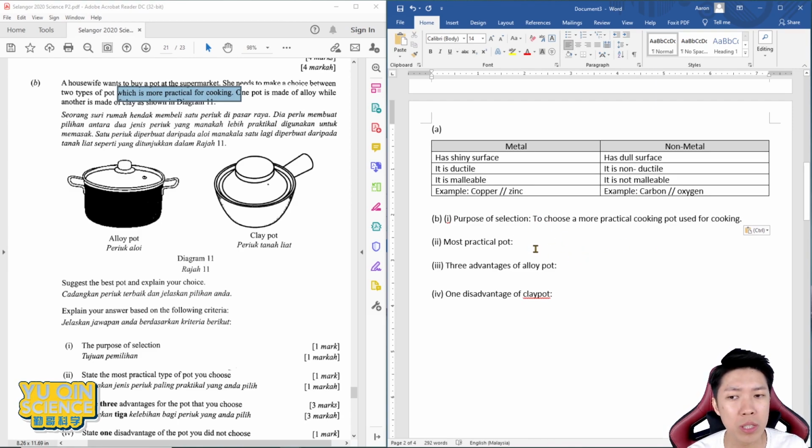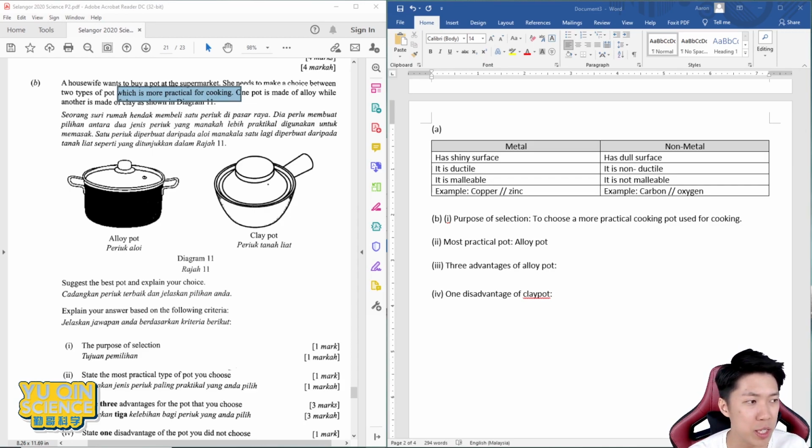Okay, so what is your choice actually? Which one is more practical? So my choice, I would choose the alloy pot. Why do you choose the alloy pot? That's the three advantages you must write. I choose alloy because it is better for cooking. Reason being, number 1, you all know clay pot is very slow, right? Do you always use a clay pot to cook? No. A clay pot is for when you want to cook something for a very long time and keep it hot for a very long time.